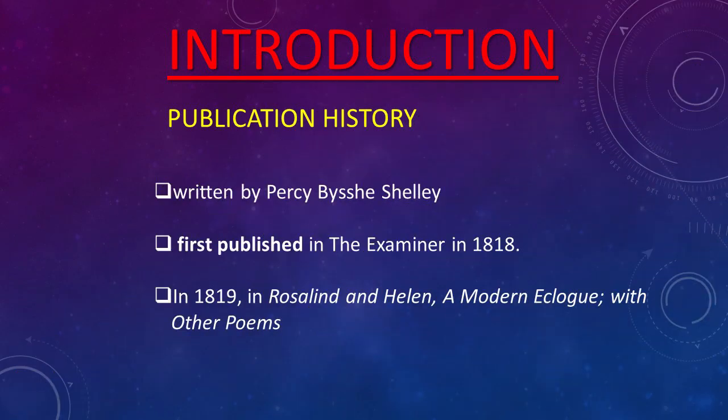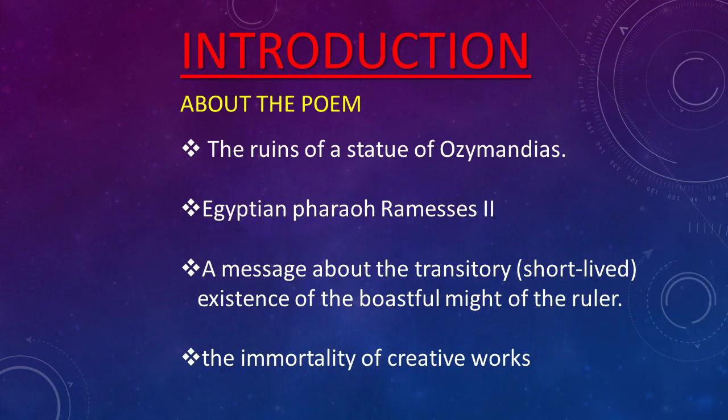Ozymandias is one of the most anthologized poems written by English poet Percy B. Shelley. It is a sonnet first published in The Examiner in 1818. The next year, it got a place in Shelley's collection Rosalind and Helen, a modern eclogue with other poems. The sonnet is about the ruins of a statue of Ozymandias.